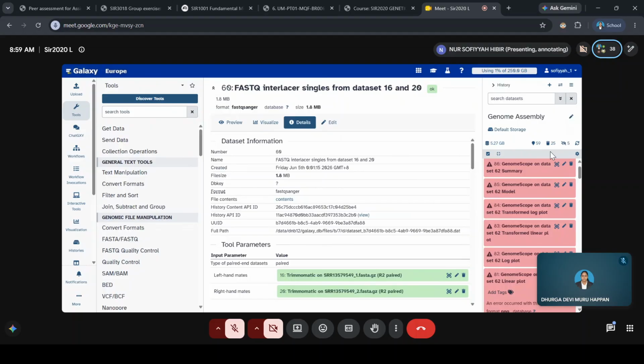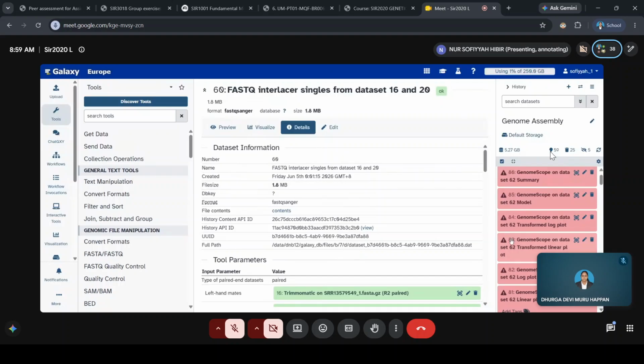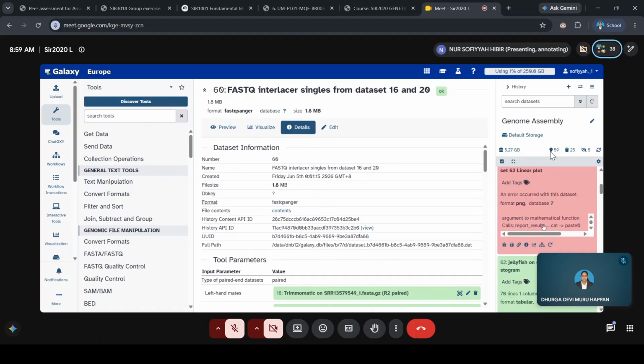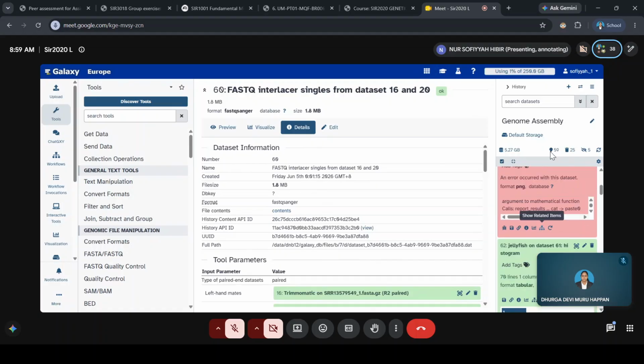All right. So what is actually the issue? I don't really know because I've tried to run this. Can you refresh, use the refresh button of your Genoscope? I want to see your input. How do you run your Genoscope?